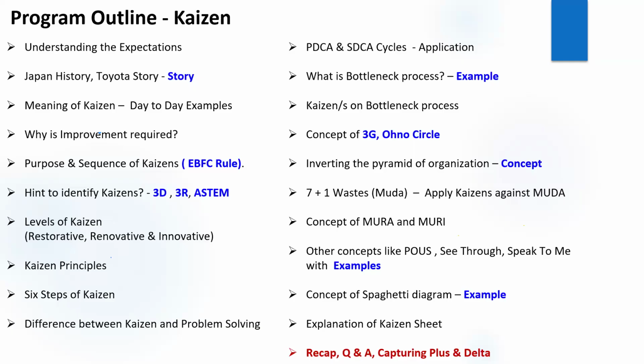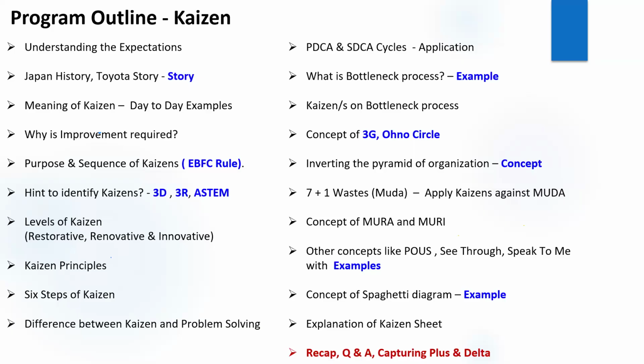Then we'll switch to why improvement is required, and then the purpose and sequence of Kaizen. We will see what the purpose of Kaizen is, and what the current sequence of implementing Kaizen is. Then hints to identify Kaizens. When we saw the meaning of Kaizen, what are the hints to identify it? Some concepts are called 3D, 3R, and ASTM. We will also see that.